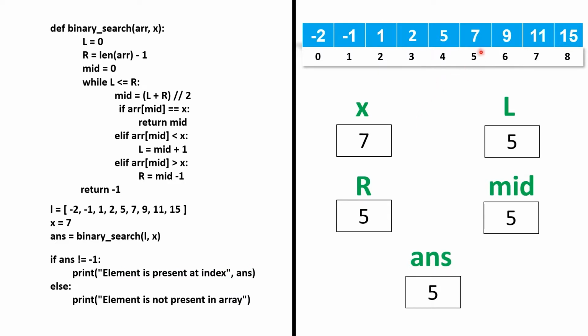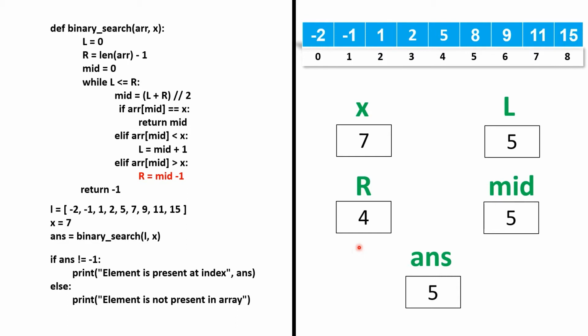But if it was 8 instead of 7, this if condition would not be true. Now the value at mid is 8, which is greater than the required value x, 7. So this elif condition will be true. If x is smaller than the value at mid, then we will move R before mid. So now R is equal to mid minus 1. Now R is 4.